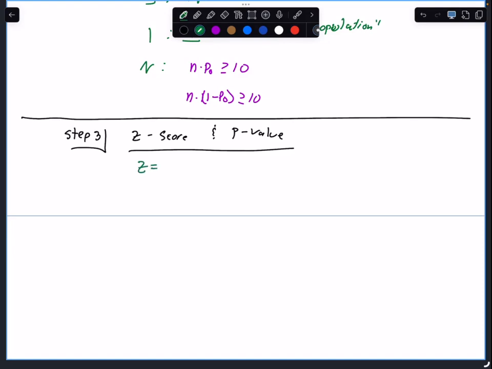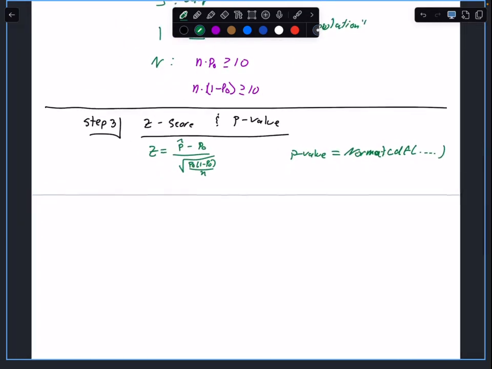Z is equal to p hat minus p0 over the square root of p0 times 1 minus p0 over n. And my p-value is equal to a normal CDF piece. So you're going to have to use a normal CDF in order to find the p-value, which we did in the do now.